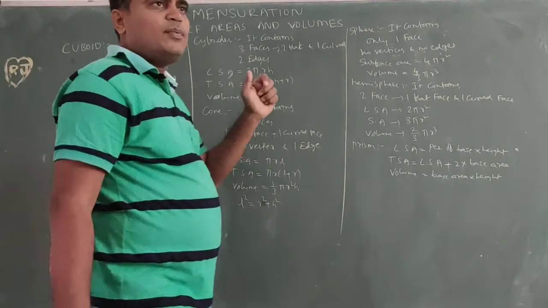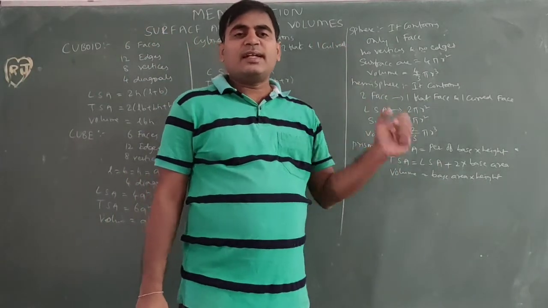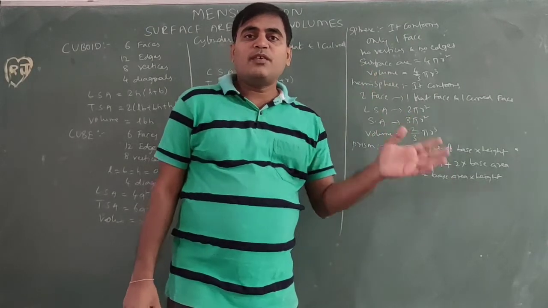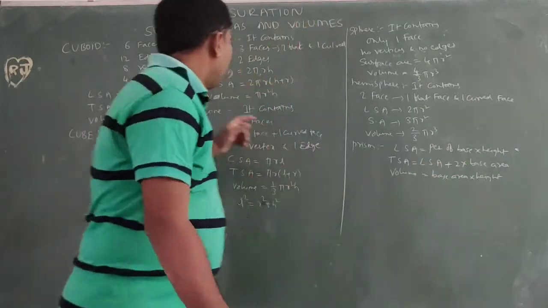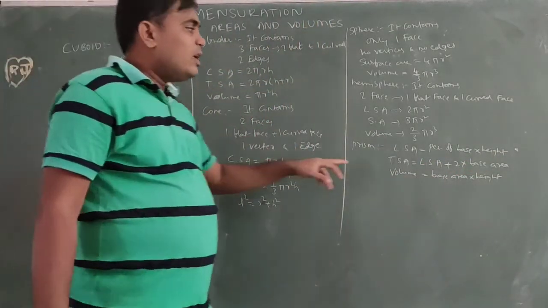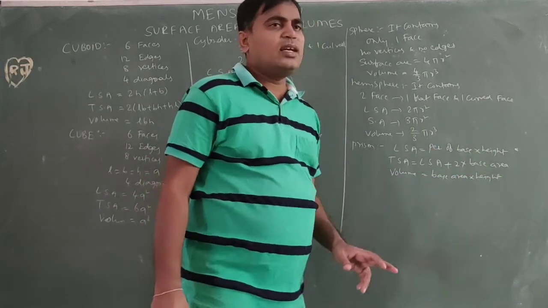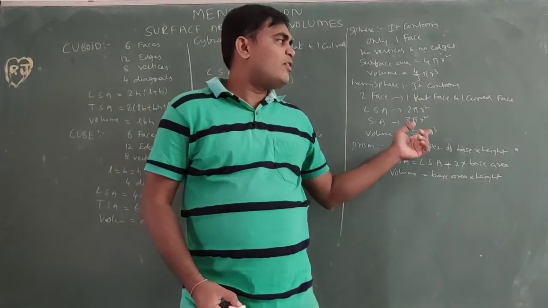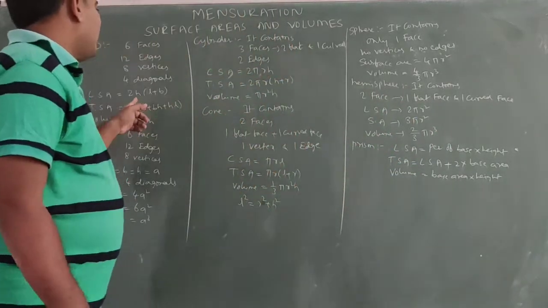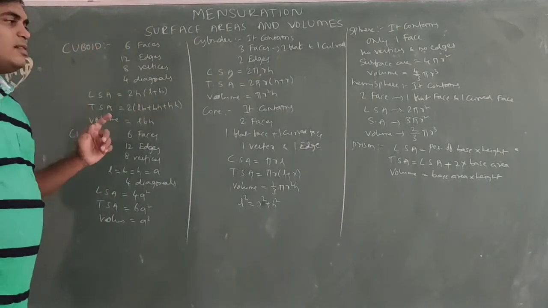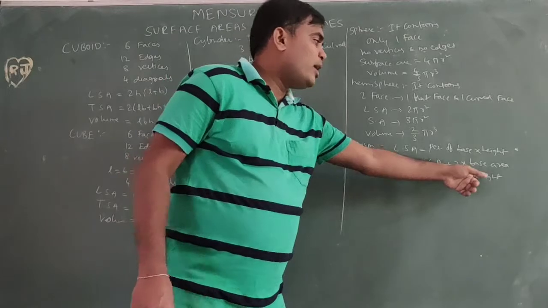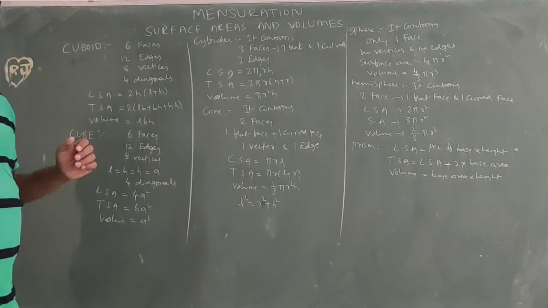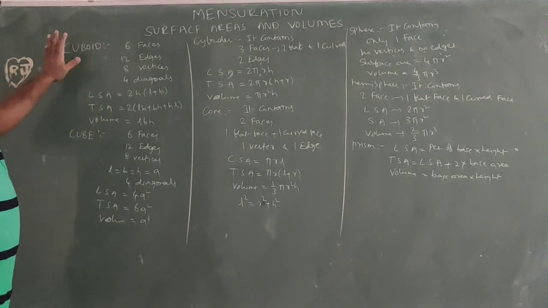If we observe these formulas for the cuboid, what is the cuboid shape? Base is in the shape of a rectangle. Rectangle perimeter formula is 2 of a plus b, into height: 2h of a plus b. Next, lateral surface area plus 2 into base area. Base area is length into breadth. So 2h of l plus b plus 2lb, that is 2 of lb plus bh plus hl. Volume is base area lb into height h, lbh. So cuboid is also a prism.